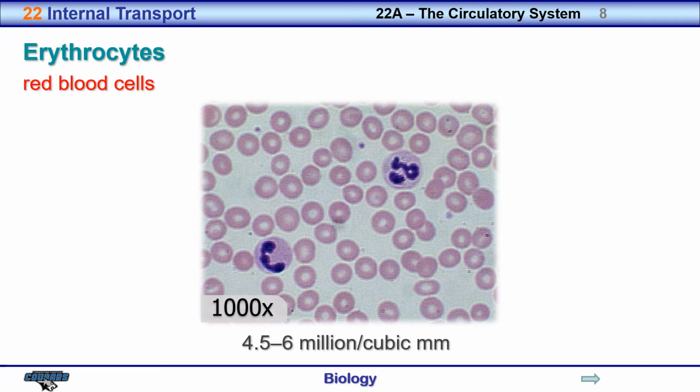Remember what a millimeter is. It's very tiny. And there's about 4.5 to 6 million red blood cells in one of those little cubic millimeters, so a millimeter is smaller than a drop.